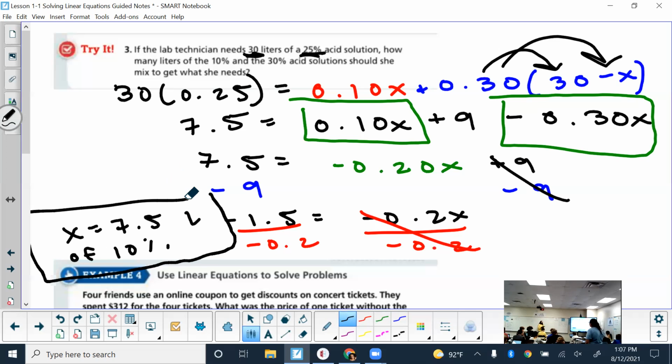How do I find the other part? You have to subtract it from your 30 liters. So in total, you needed 30. I have 7.5 of the 10% solution. What's the amount I need for the other solution? 22.5.